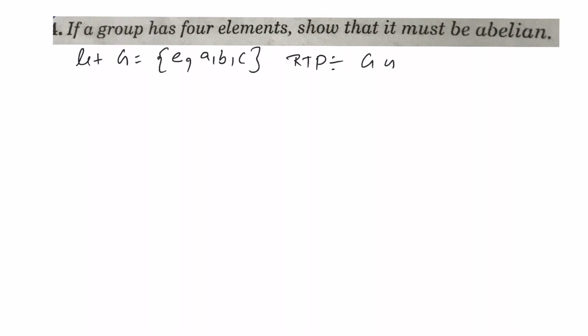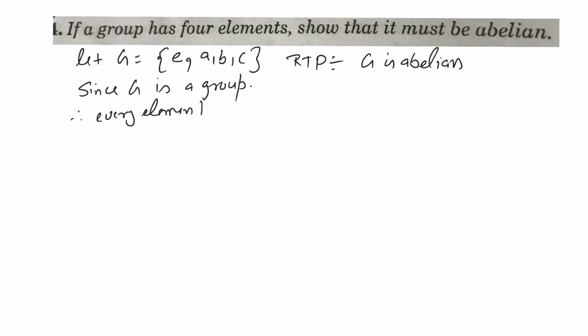G is abelian. Since G is a group, every element of G has an inverse in it.